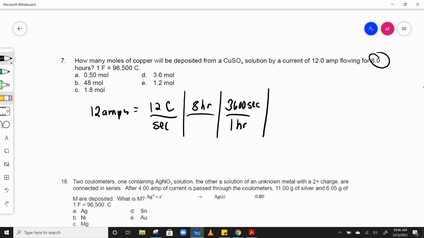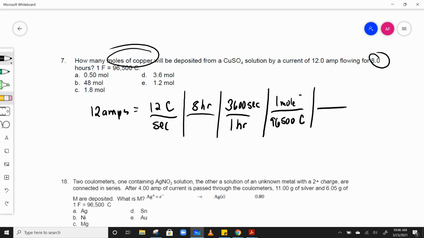We also know that 1 mole of electrons requires 96,500 coulombs. So if you want to deposit 1 mole of electrons, you need 96,500 coulombs. So now you'll get the number of moles of electrons. And then the last thing here is we don't want moles of electrons. We're looking for moles of copper, right?